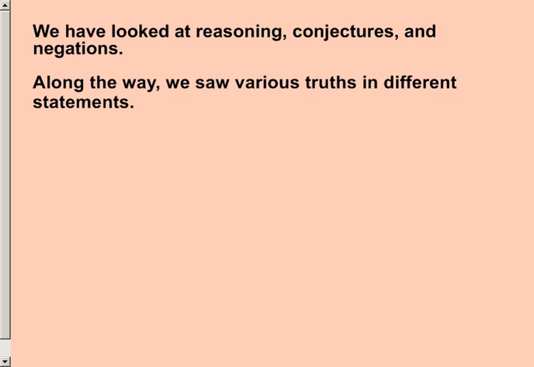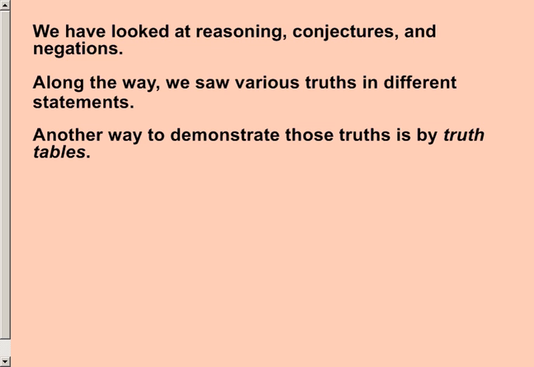Okay, so we spent a little bit of time here recently looking at reasoning and conjectures and negations. Along the way, while we were talking about the various conjectures and their negations, we talked a good bit about the truth of those statements, and we found that sometimes when you take a good solid conjecture, a truthful statement, and start changing it in various ways, a truthful statement becomes completely untrue, or maybe only partially true, and sometimes remains entirely true. It just depends upon the statement. Another way to demonstrate visually what's going on with those truths is what's called a truth table.